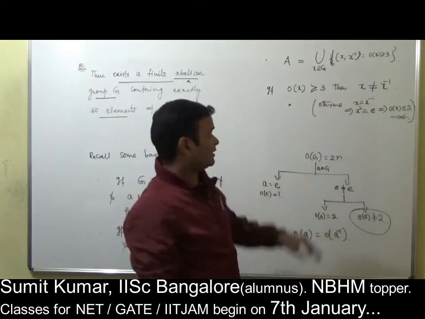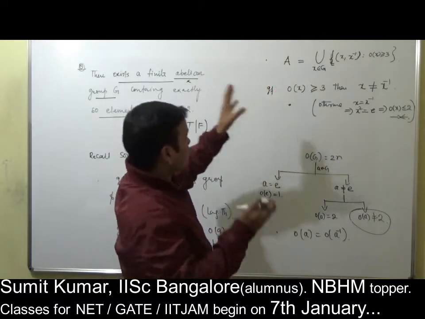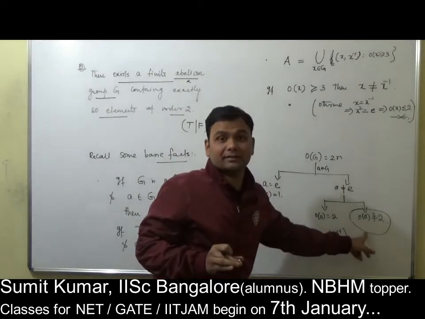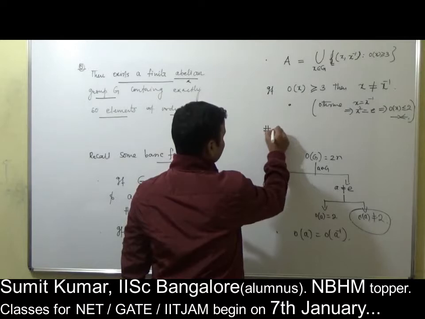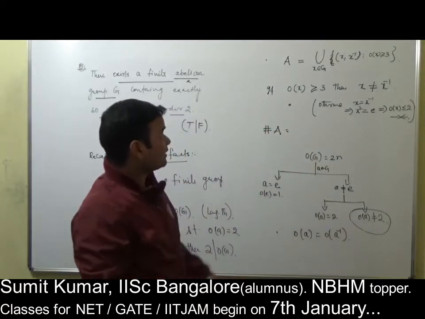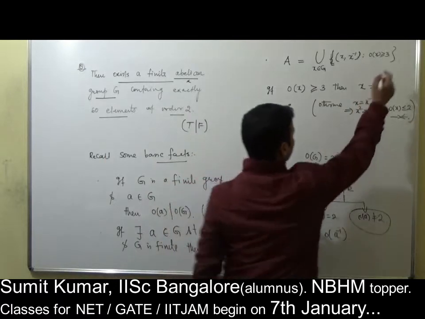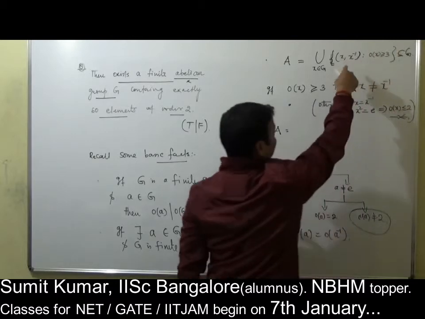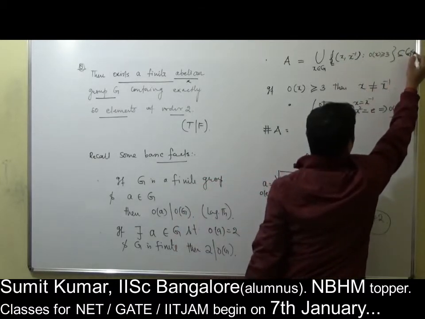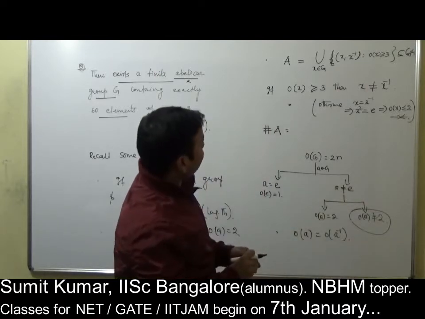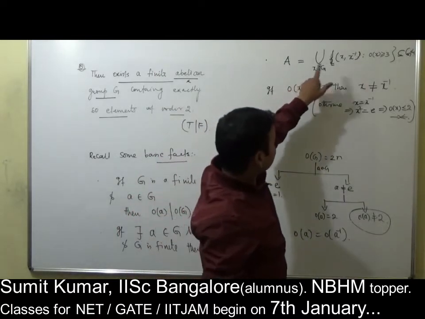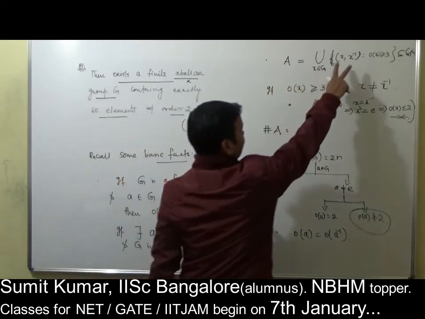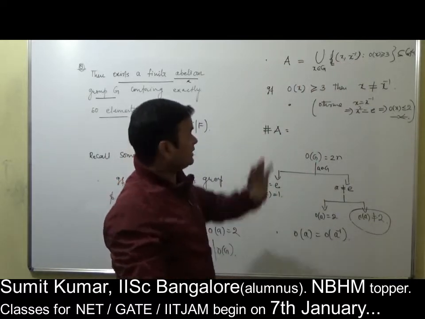So how many such elements are there? Now I am interested in the number of elements in A. This set contains exactly all those elements having order at least 3. So what is the number of elements in A? Can you tell me how many elements? Because G is finite, this is of course a subset of G. But I am asking how many elements are there in A such that x belongs to G and the order of x is at least 3. So this always comes in pairs, and how many such elements are there?